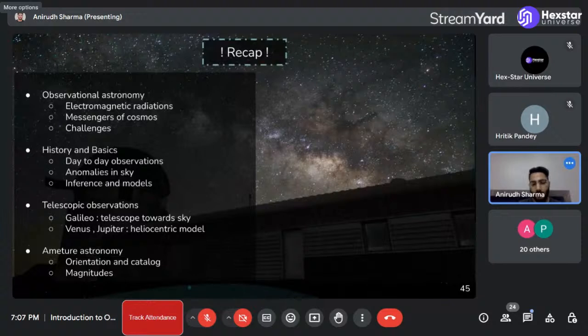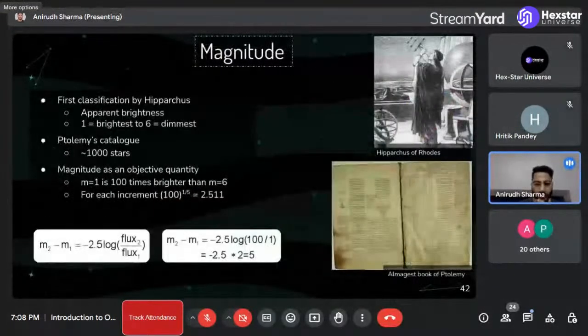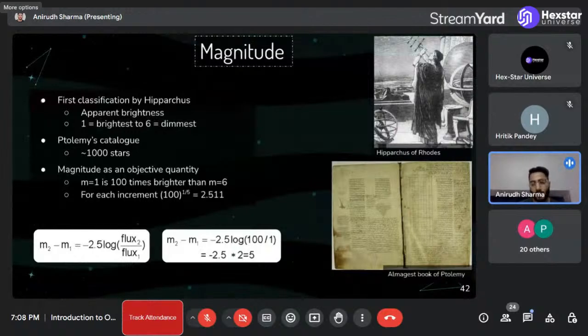And at last, we learned some techniques and methods of amateur astronomy, about how to orient yourself when you're looking for a star or a stellar object, what catalogs you should be aware of, and how to measure angles using your own hands and without any equipment. And then at the last we talked about some magnitudes. But since we ended with magnitudes, let's today also start by looking a little more into the magnitudes.